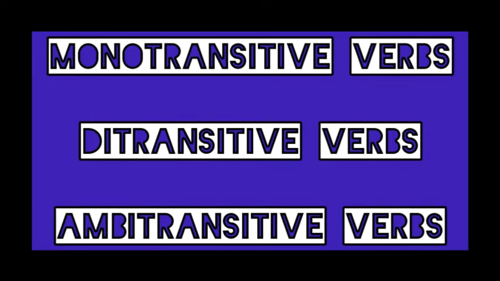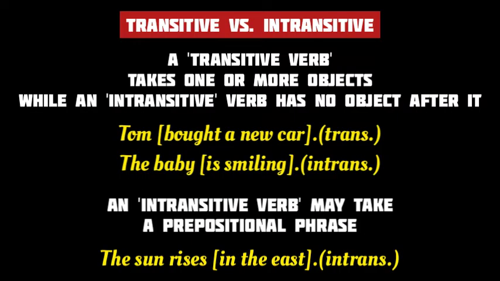Today's topic is monotransitive, ditransitive and ambitransitive verbs. Well, as you know, if a verb takes an object after it in a sentence, it's called a transitive verb. On the other hand, if a verb has no object to it, it's called an intransitive verb.